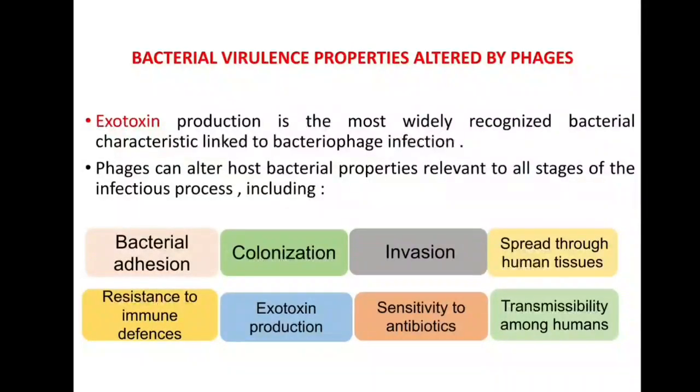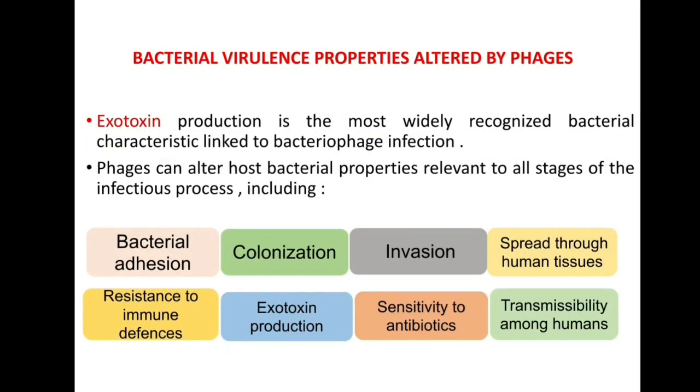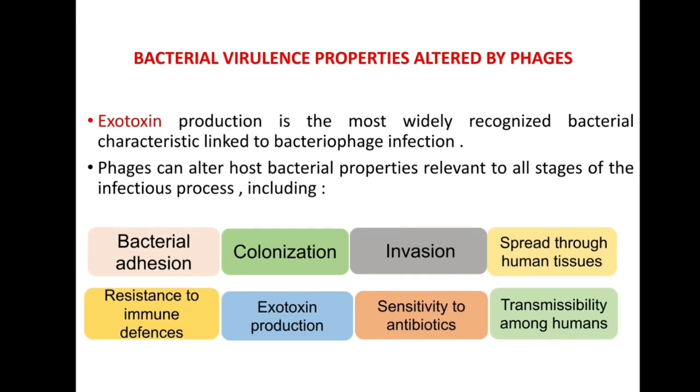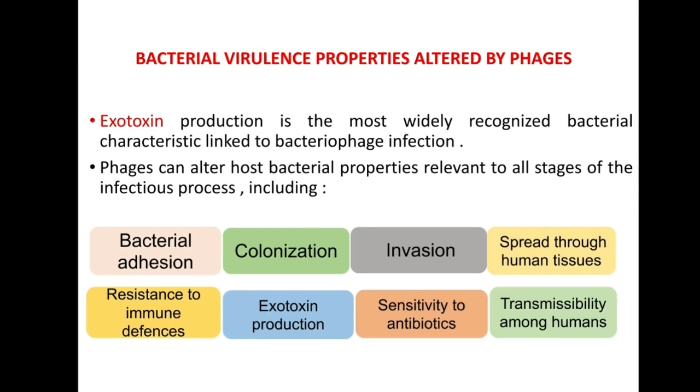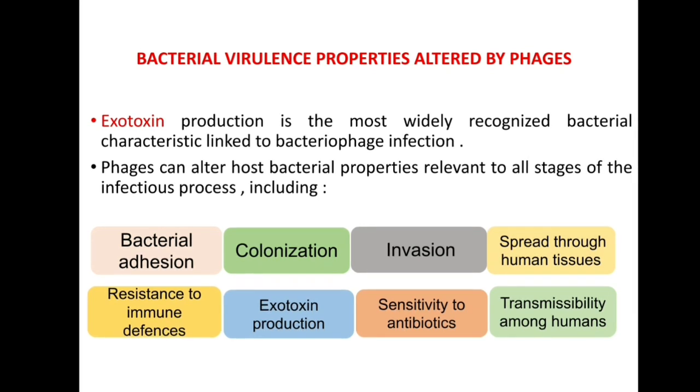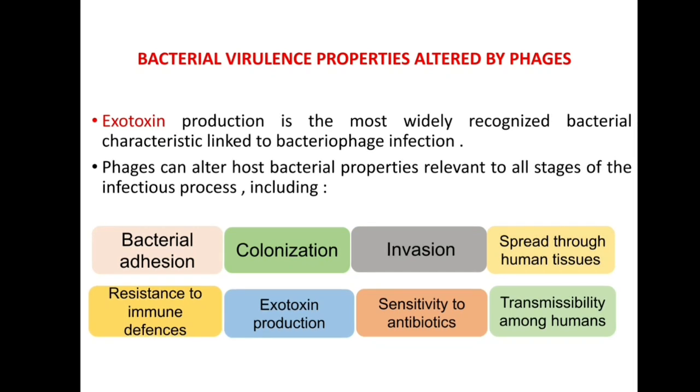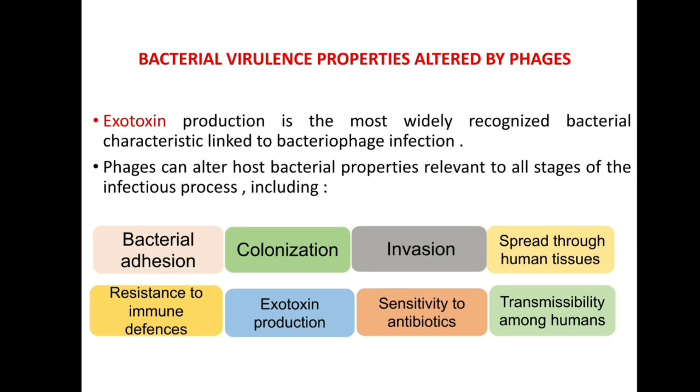Hi, I am Karam. I am a third stage medical student. I will continue talking about bacterial virulence properties altered by phages. We have to know that exotoxin production is the most widely recognized bacterial characteristic linked to bacteriophage infection. Phages can alter host bacterial properties relevant to all stages of the infectious process, including bacterial adhesion, colonization, invasion, spread through human tissues, resistance to immune defense, exotoxin production, sensitivity to antibiotics, and transmissibility among humans.